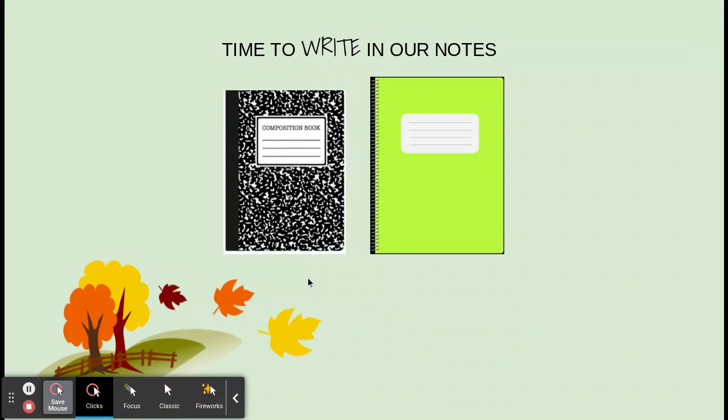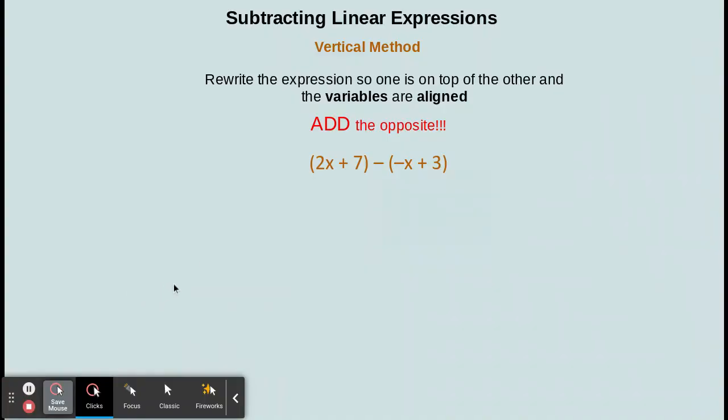Okay, now it's time for you to write in your notes. You will finish doing a couple adding problems using both the vertical method and the horizontal method. Okay, now that you've done that, we are going to move on to subtracting linear expressions. And these are basically the same as adding. There's just one slight difference.